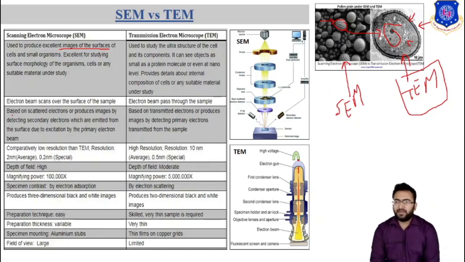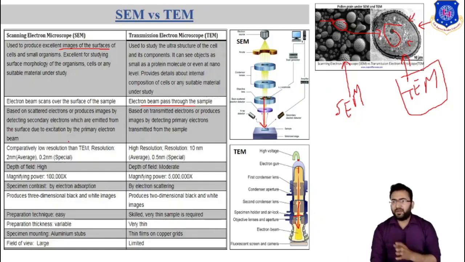In SEM, the electron beam scans over the surface of the sample, whereas in TEM the electron beam passes through the sample. So in SEM, the electron beam covers the surface of the sample, whereas in TEM it passes through the sample. So this is one sample where the electron passes through the sample, and here it is just scanning over the sample.